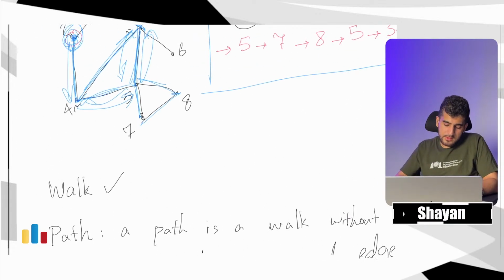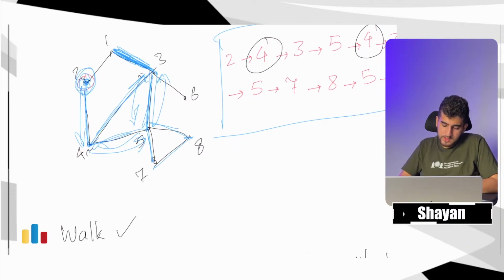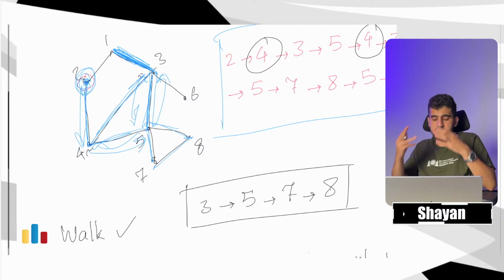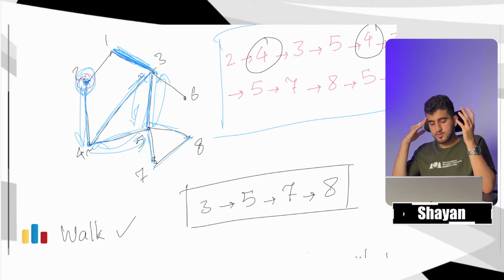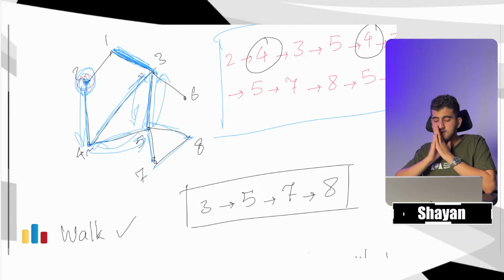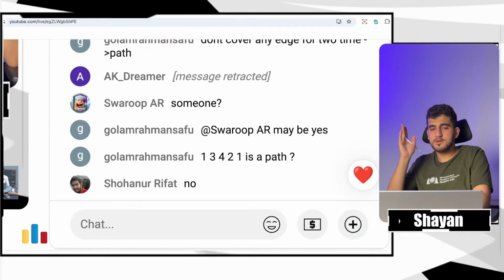So a path in this graph can be like this, like going from 3 to 5 to 7 to 8. This is a path. If you see, each vertex is visited once, each edge is only visited once. So we do not have any duplicated vertices or edges. Is this one also clear?